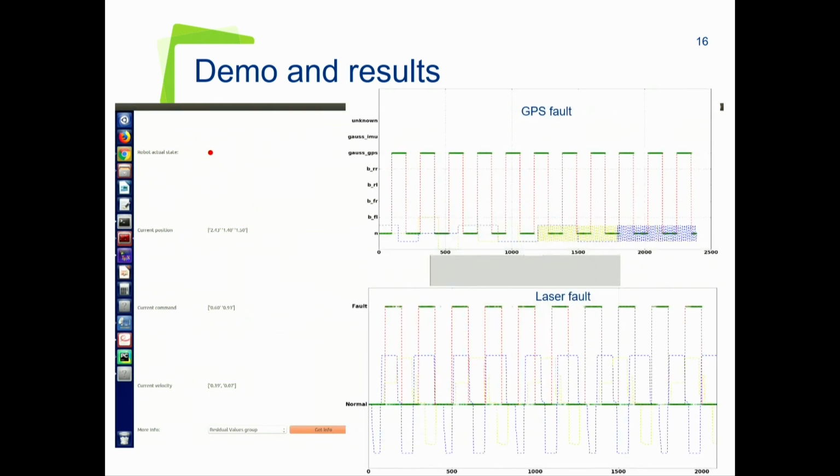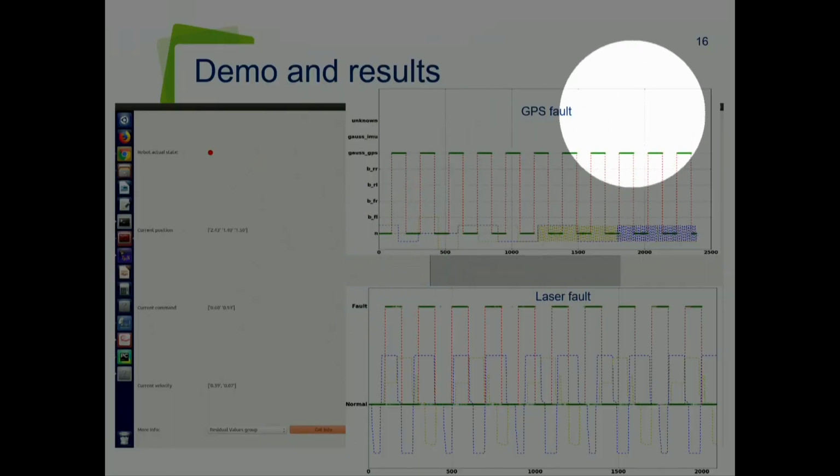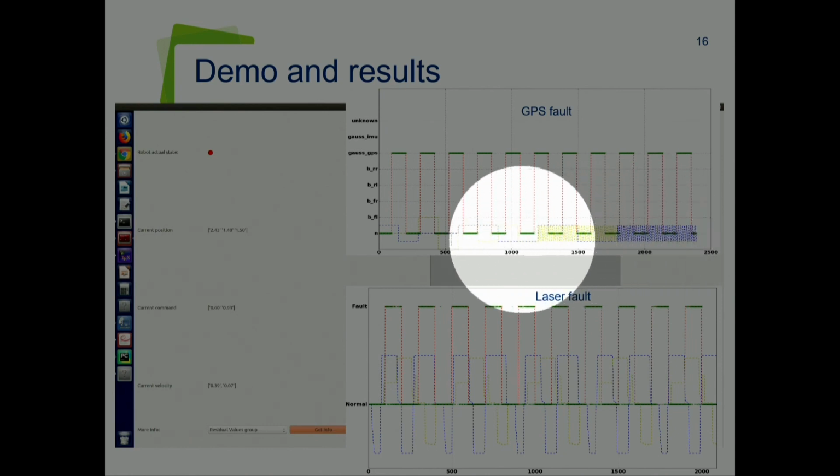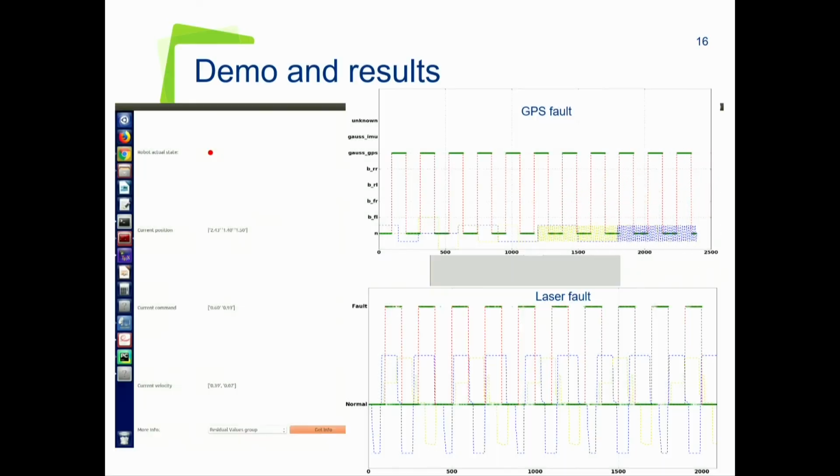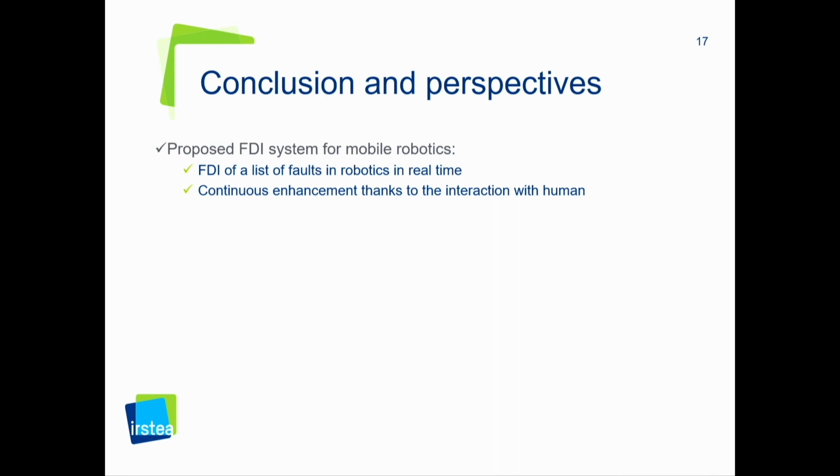So this is just a brief view of results. It's very satisfying. For laser perturbation, it's here. For GPS faults, it's up here. We can see the ground truth, and in green is the actual detection. And this here is the command signal. So it's really challenging.